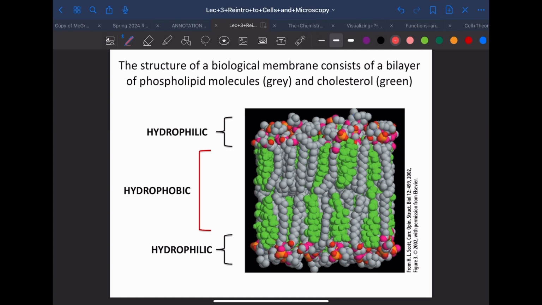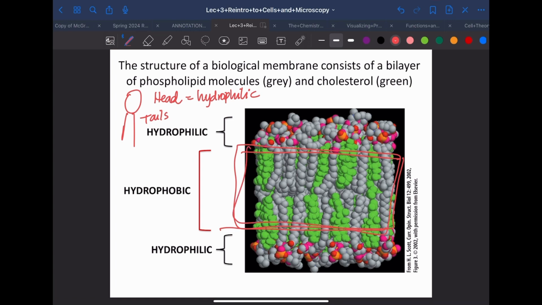So here is the structure of a phospholipid bilayer. The phospholipids are gray and the cholesterol is green. And I'm sure you guys remember from last week we talked about this, but the head of our phospholipid is hydrophilic, and then the tails are hydrophobic. So the middle part of our membrane does not want to interact with water.